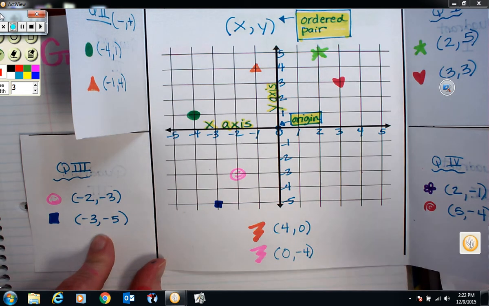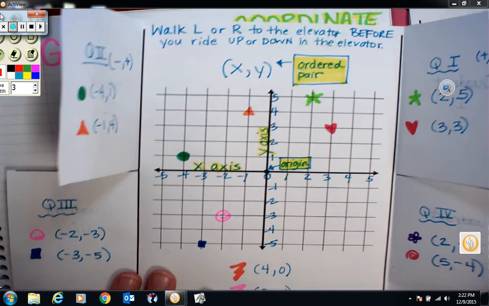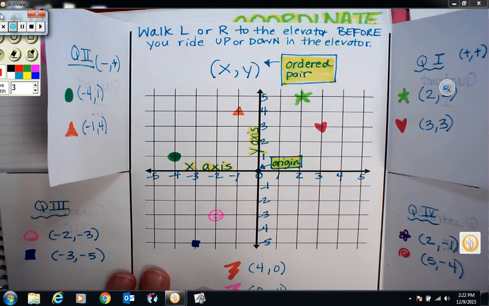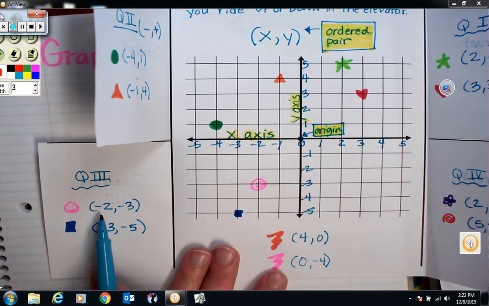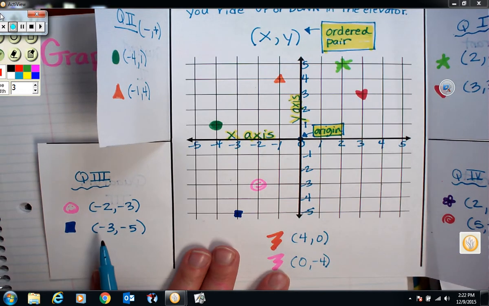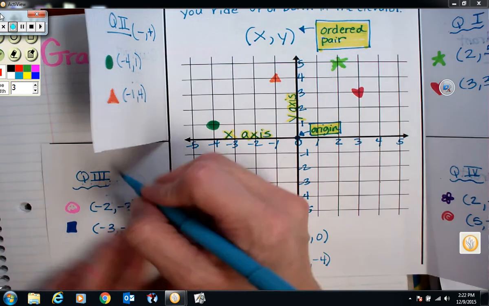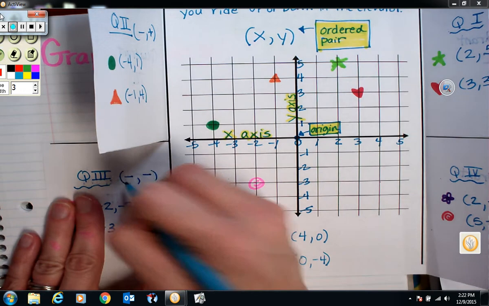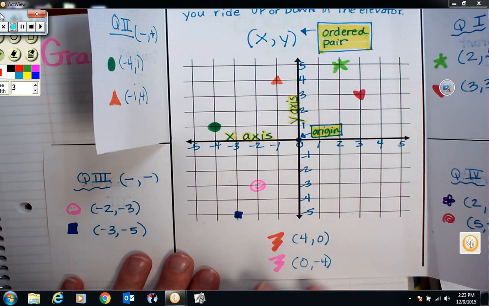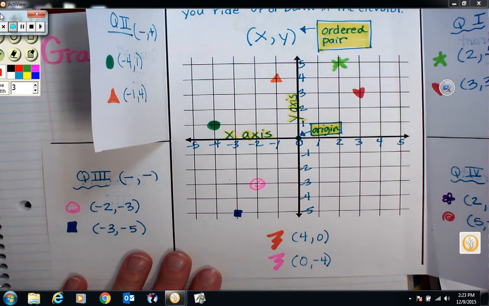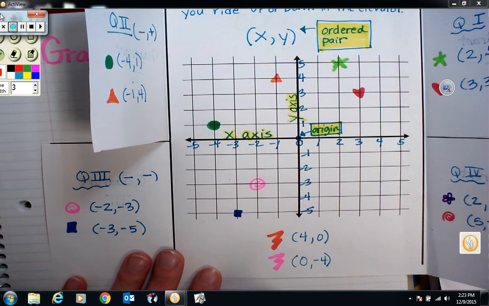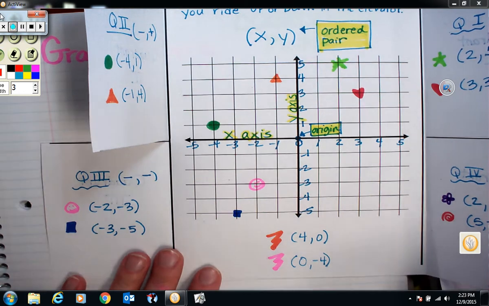Lastly, I want to recognize, just like I have in my other quadrants, what types of values of x and y I see in quadrant 3. So it looks like in quadrant 3, all of my x values are negative, and then all of my y values are also negative. So any time I have an ordered pair of 2 negative numbers, that means that point will graph in quadrant 3.